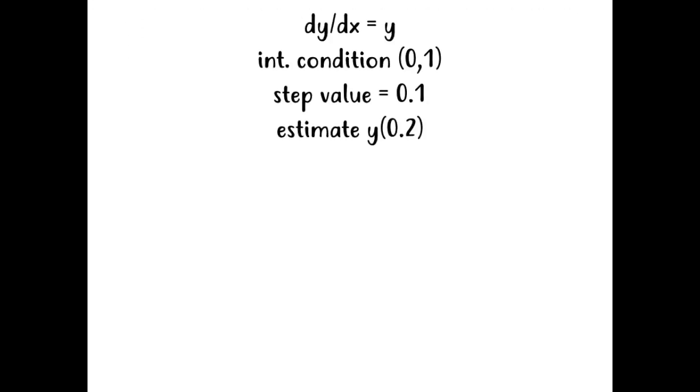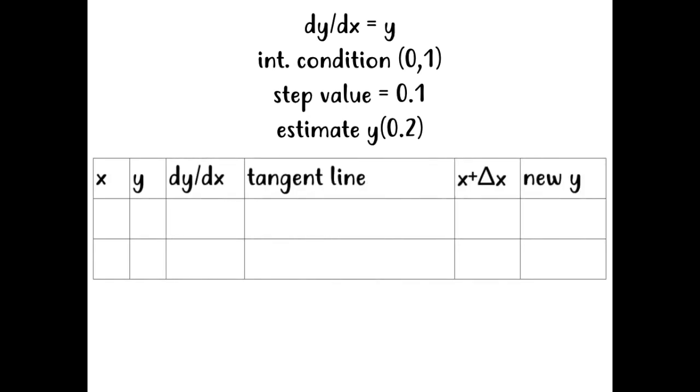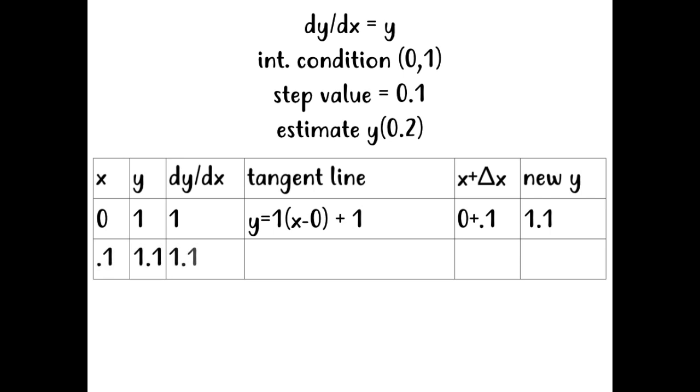So starting with our initial condition, (0, 1), we're going to get that dy/dx is equal to 1. So our tangent line equation is going to be y equals 1 times (x minus 0) plus 1. And our step size added to our x value is 0 plus 0.1. And when we plug that back into our tangent line equation, we're going to get a new y value of 1.1. So our next row will have 0.1 as x and 1.1 for y.